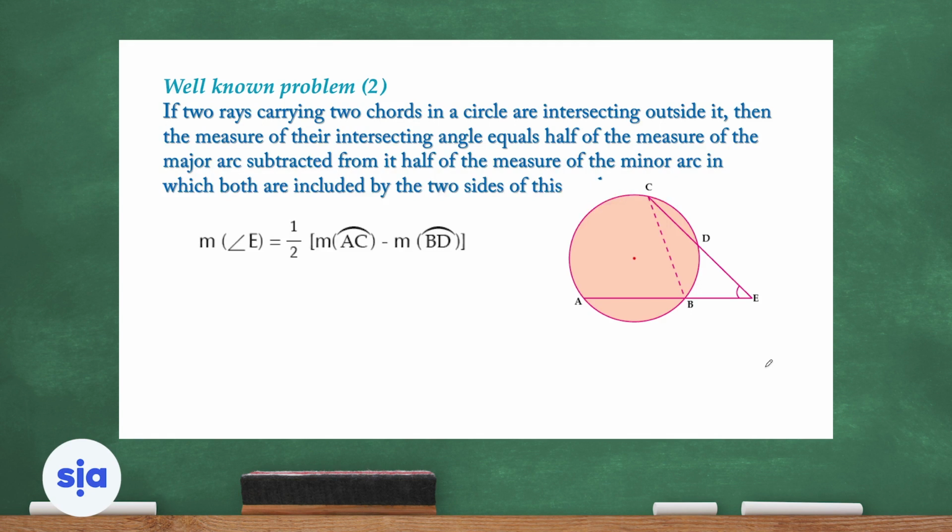Another one: if two rays carrying two chords in a circle are intersecting outside it, then the measure of their intersecting angle equals half of the measure of the major arc minus the minor arc, both of which are included by the two sides of this angle. So here, the measure of angle E equals half the measure of arc AC minus the measure of arc BD.